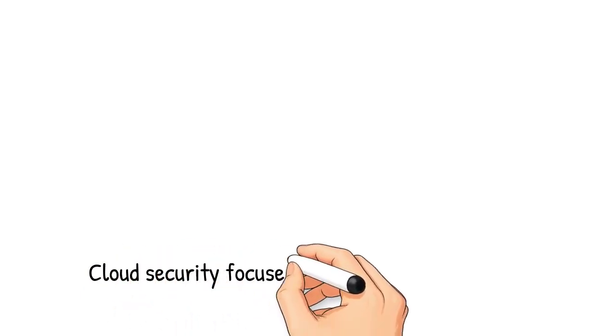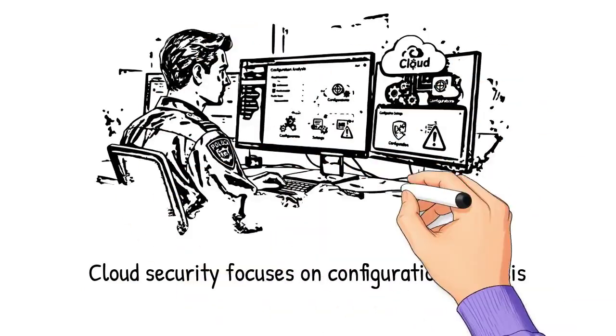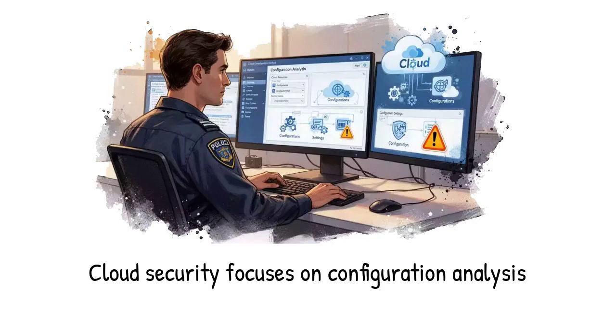Because misconfigurations top the list of breach causes, cloud security scanning focuses heavily on analyzing configurations rather than only checking for code vulnerabilities. This proactive analysis helps reduce risks from human errors and oversights.